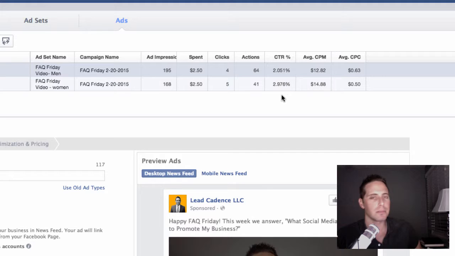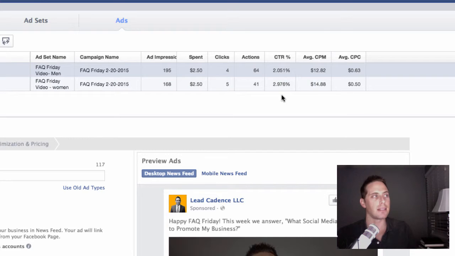Now, I know there's some statisticians out there in the audience that are going to say this isn't enough. There weren't enough impressions. This isn't statistically viable because there isn't enough data. But we spent $5 and we were able to see already that there's a difference in how men versus women interact with the ad. So, okay, why is this important? Well, from just spending $5, we're able to see there actually is a significant difference in how people interact.